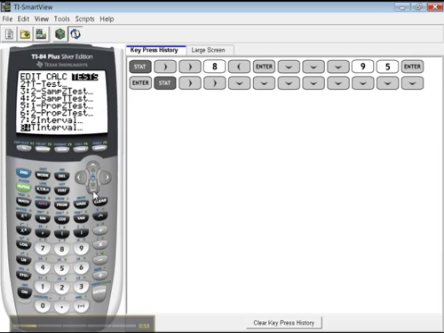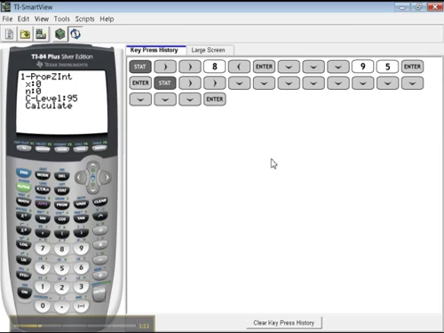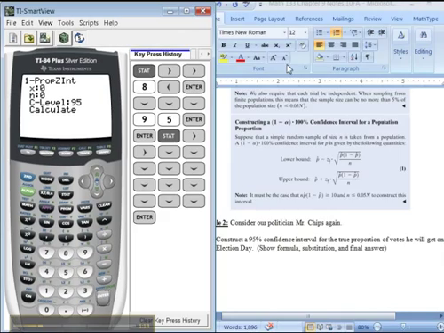So let me go down, down. Hey, look at that one. Letter A. A 1 proportion Z-interval. That's the one we want. So let me grab that. All it wants to know is what's X, what's N, and what's your confidence level. It's that simple. X and N make your P-hat.